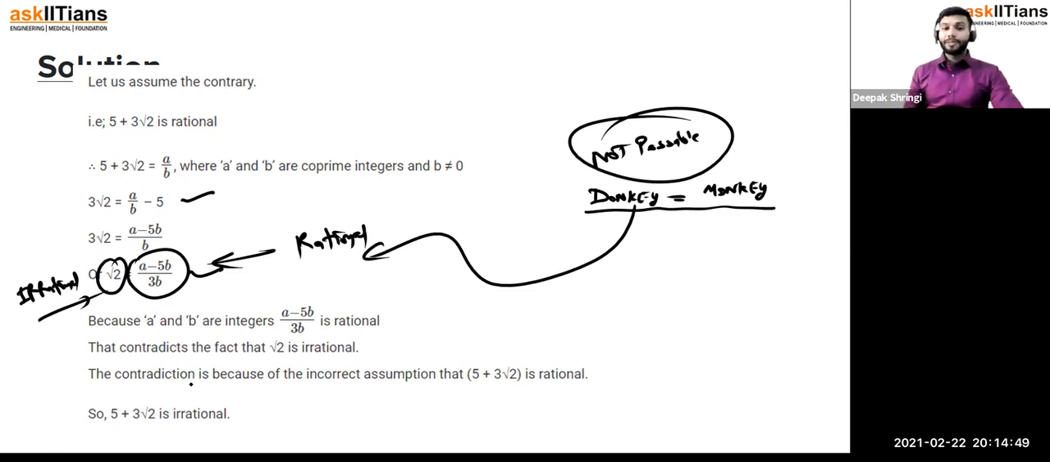So what you have assumed in the beginning, you have assumed that 5 plus root 3 root 2 is rational. That means it is not rational, it is irrational. Got it? Simple method hota hai yaar, it's not a very difficult thing. Okay, fine. Chalo, let's move.